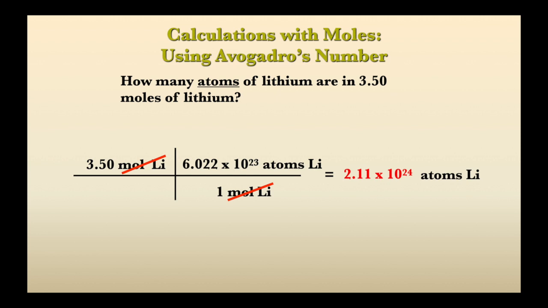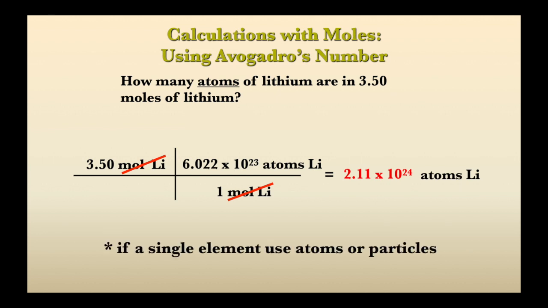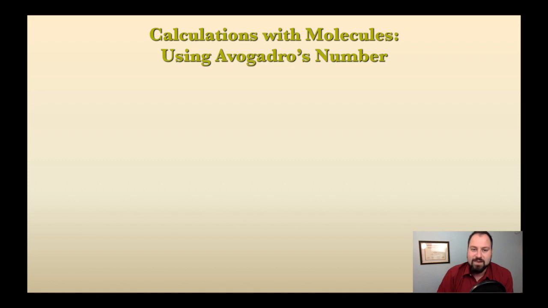Once again, I'm using atoms because lithium is a single element. You can use particles instead. It's a nice universal shortcut, but I use the specific thing. And okay, what happens if we don't start from atoms, but we start from moles? Let's take a look at that.